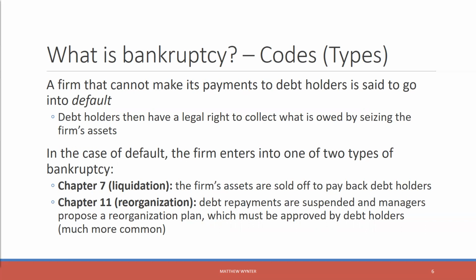And then Chapter 11, which is much more common. This is a reorg. If the firm is going through a reorganization, the debt repayments are suspended, and then the managers are going to propose a plan to the debt holders. If the debt holders approve, then the firm is able to continue and it's basically reorganized.